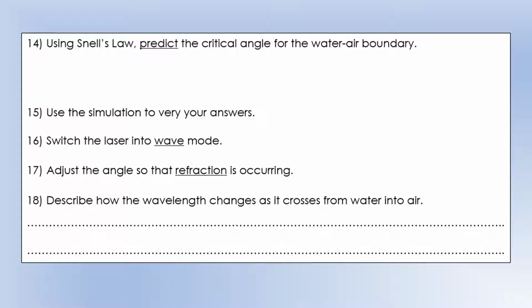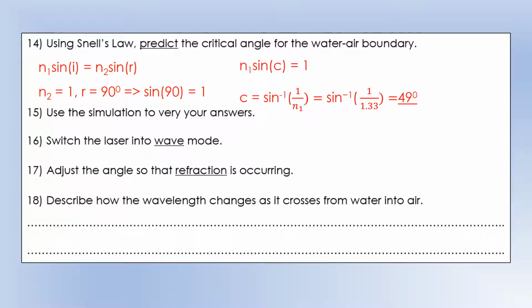So using Snell's law, predict the critical angle for the water-air boundary. The critical angle is the angle of incidence for which the angle of refraction is 90 degrees. First of all, it's going into air, so the second material, n2, is 1. The angle of refraction is 90 degrees, and the sine of 90 is 1. So the refractive index of water, the initial refractive index, times the sine of the critical angle is equal to 1. We can rearrange that to calculate c, about 49 degrees.